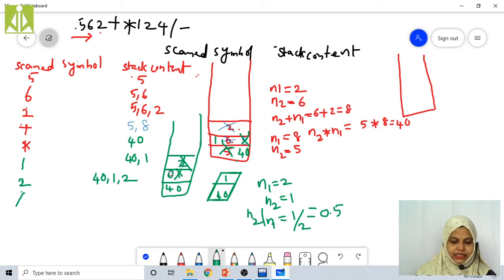Now the stack consists of 40. I think I missed something. 5 6 2 plus star 1 2. Sorry, here I have to read 4 now. After 2 we have to read this 4. Sorry, instead of this divide symbol we have to use this 4.